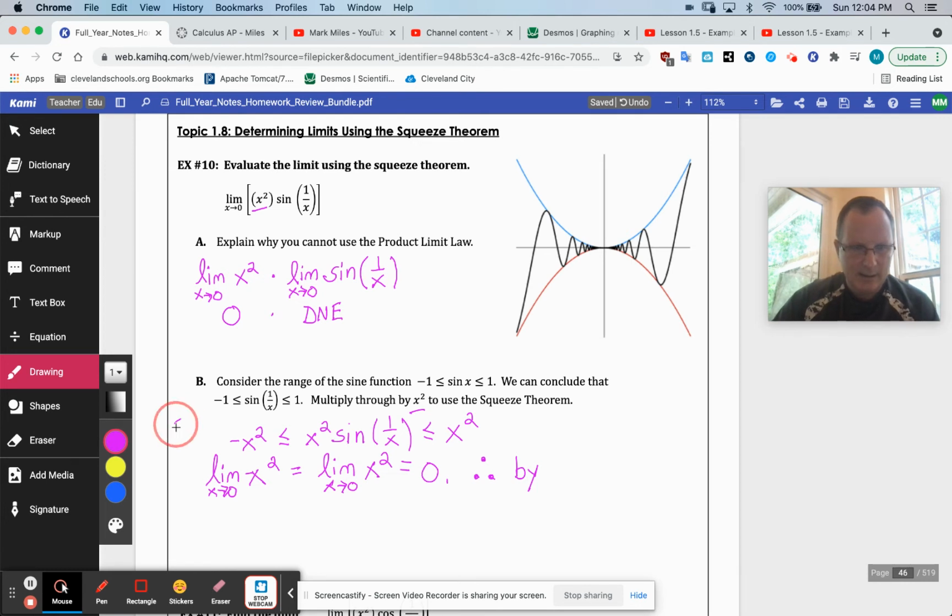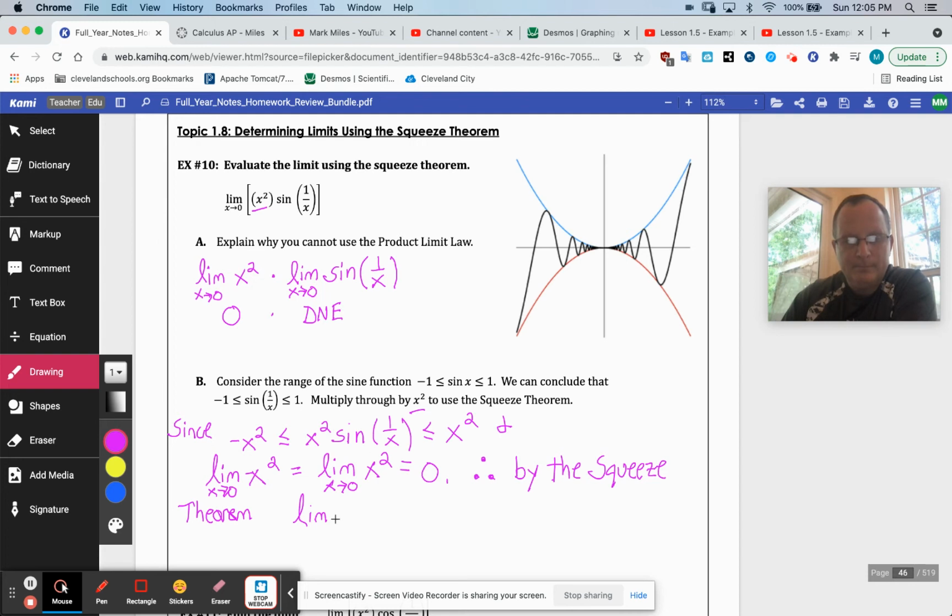since those three things are all true, by the squeeze theorem, the limit of the middle one, the one that's literally in the middle all the time, always in between or equal to, of x squared sine 1 over x is also going to equal what those other two equal, because they're all heading to the same place. Done.